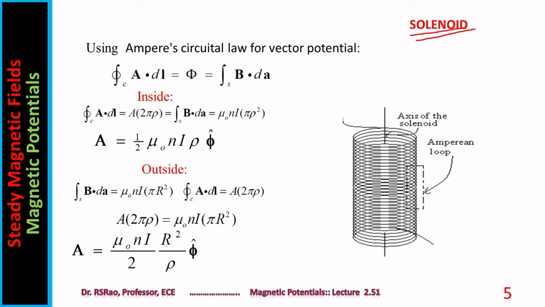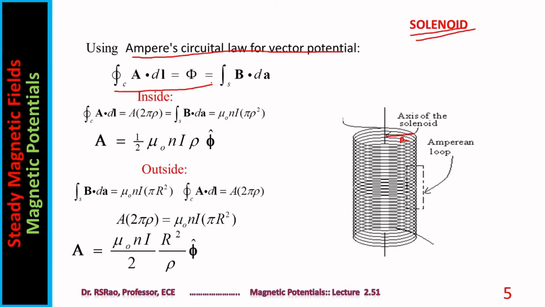We consider a solenoid. We try to estimate the potential inside the solenoid as well as outside the solenoid. We assume the radius of the solenoidal coil is R, capital R. We use a relation known as Ampere's circuit law for vector potential. It reads like this: closed line integral A dot dl is equal to phi, which is the surface integral B dot dA.